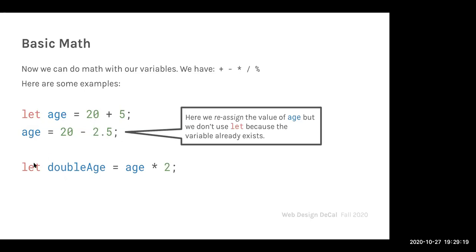Now, if we want to use age, as I mentioned, down here, we're assigning double the age to the doubleAge variable. This is new, so remember we're using let. And all we would have to do is reference age and then multiply by 2 with the times 2.